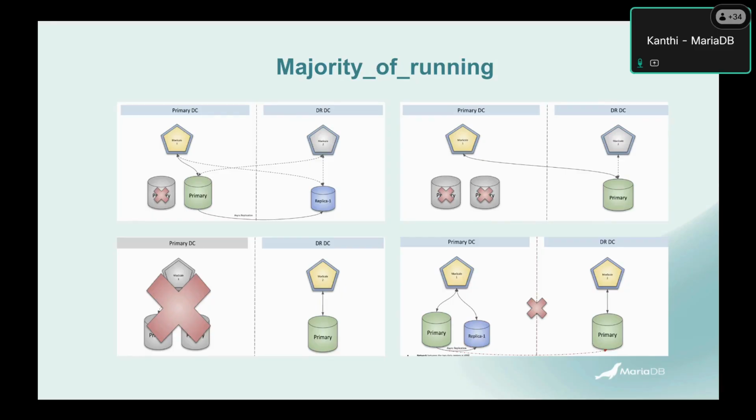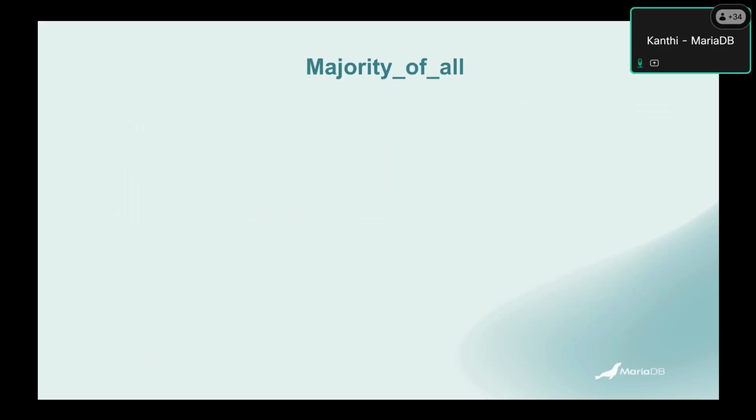So this is how you have to configure it, because it all depends on the number of nodes that you have and the number of MaxScales you provide in the primary and DR. So this is a shortcoming, but the rest of the operations work well. So accordingly, you can decide which configuration parameter you want to tune. The next one, which is the most preferred one, is majority of all.